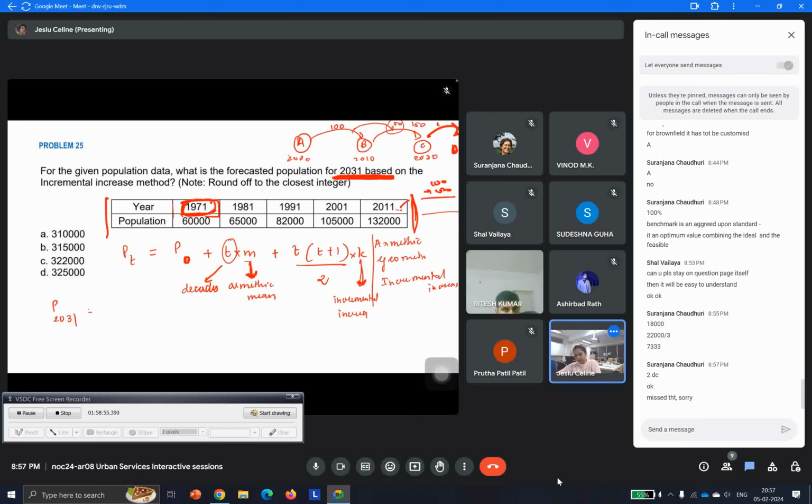So T is 6. P0, 60,000 I'm taking because it is 1971's data. P equals P0 plus T into M, which is 6 into 18,000, the arithmetic mean which we got, plus T into T plus 1 divided by 2, which is 6 into 7 divided by 2, into K, which was our 7333.3. So can we do this calculation? Tell me after doing the calculation what answer you're getting.